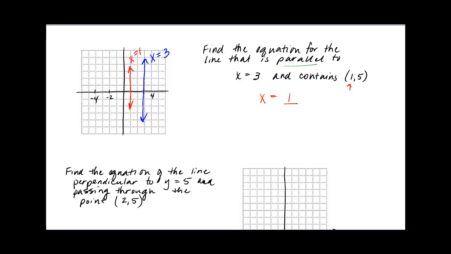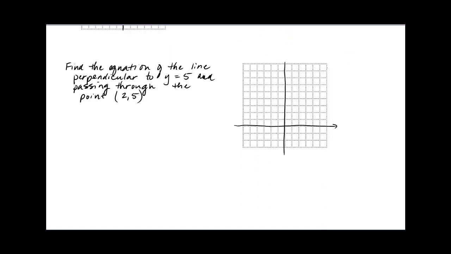Okay, let's look at this again. What if I want to find the equation of the line that's perpendicular to y equals 5 and passing through the point 2, 5? Perpendicular means that their slopes are going to be negative reciprocals. It also means they're going to form a right angle. You don't always want to just trust yourself on a picture, because pictures on graphs don't always tell the whole story. So we're going to do it mathematically.